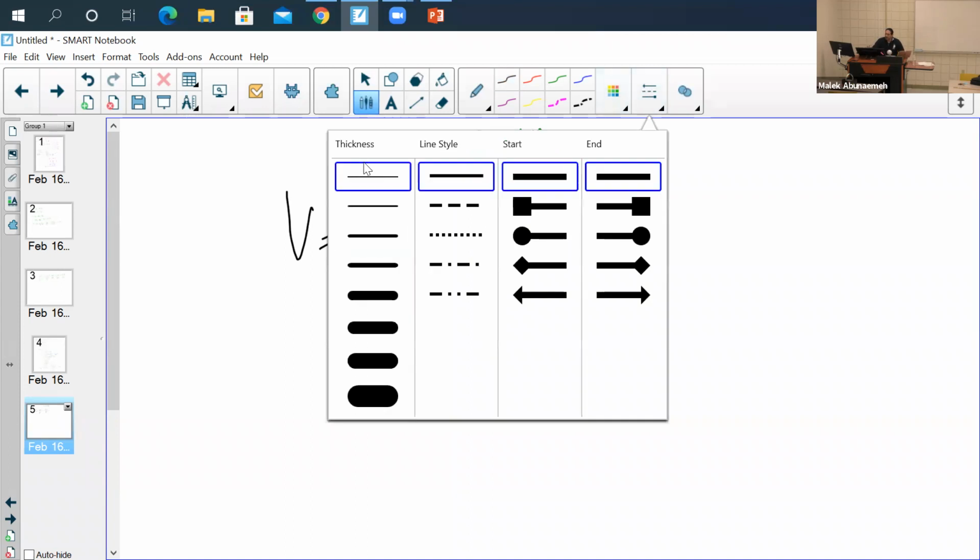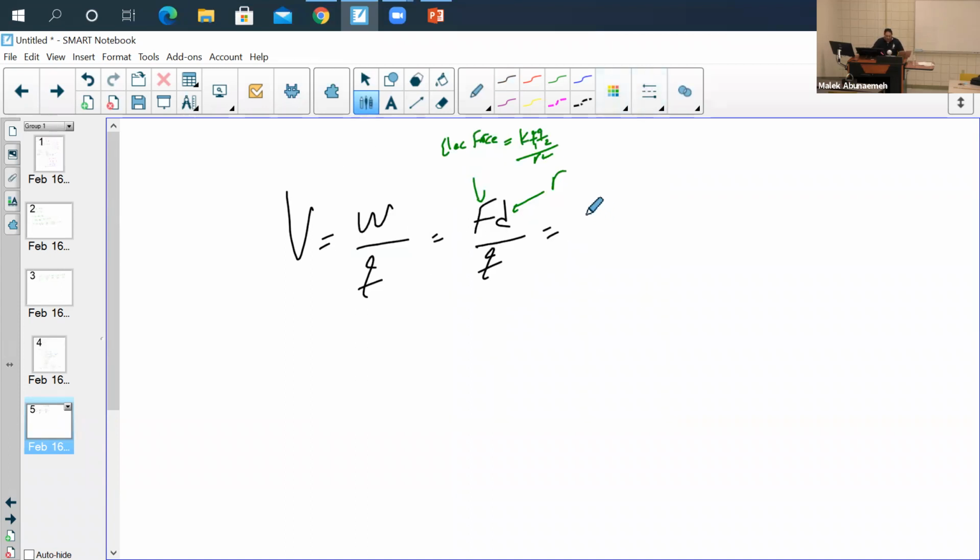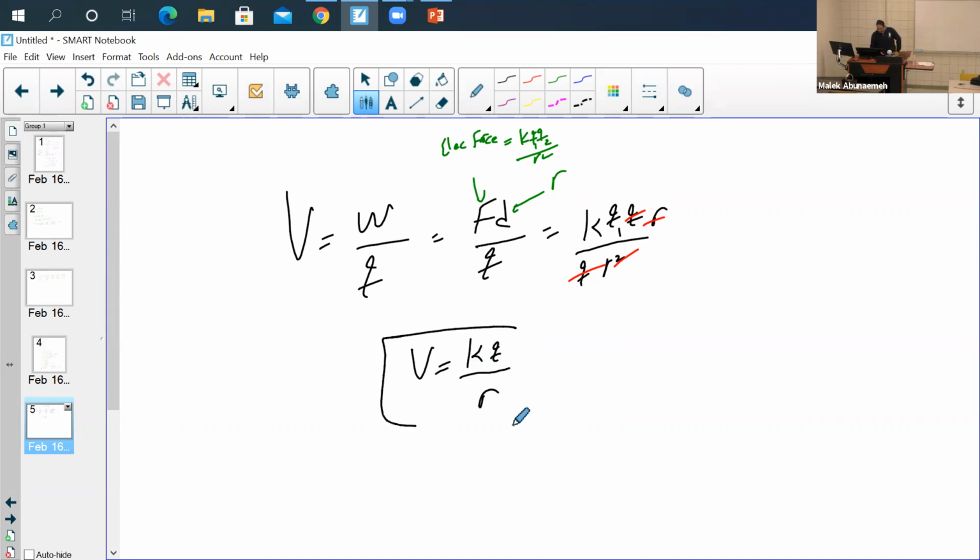So plugging this in, you're going to have your electric constant K, q1 q over r squared, multiplied by r, divided by that one charge q. Looking at this, our r's cancel out and our q's cancel out. So your voltage is going to equal your electric constant, which is 8 times 10 to the 9th power, multiplied by the charge, divided by r.